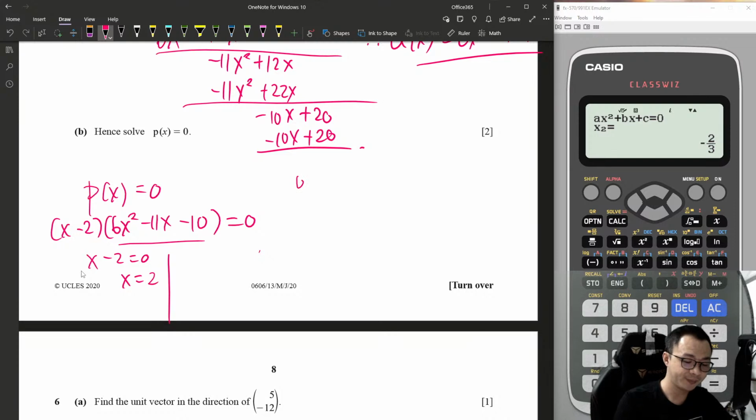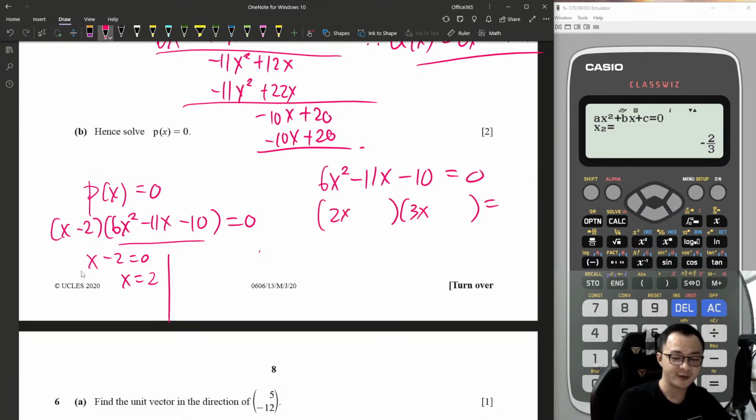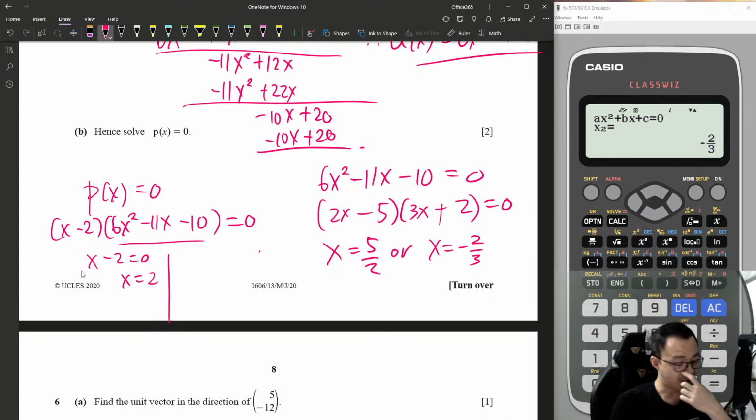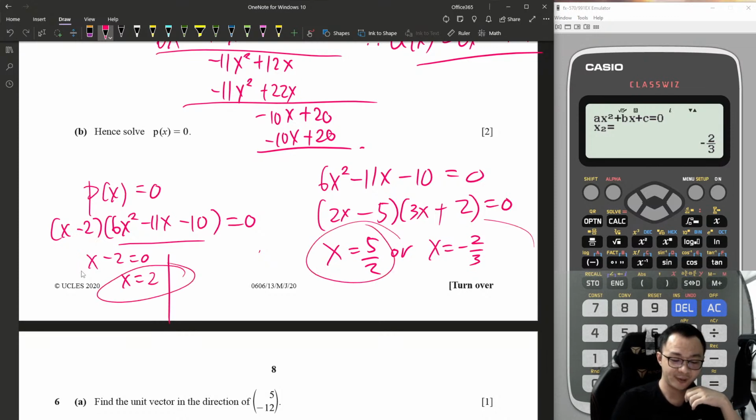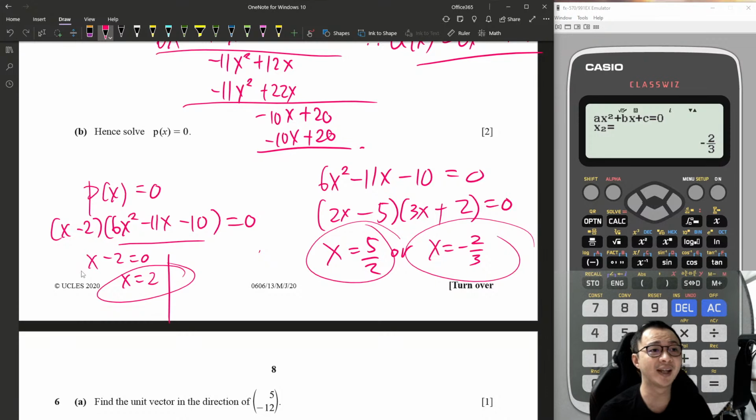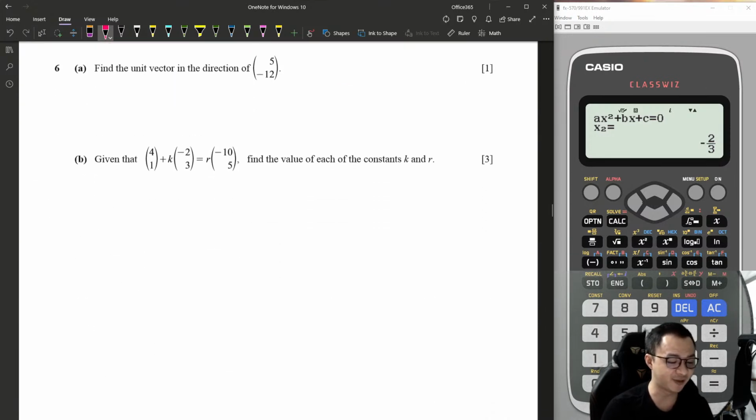Or 6x squared minus 11x minus 10 equals to 0. 2x, 3x. 10, which is 5 and 2. 5 gave me 15. 2, yeah, correct. So x is negative 2 over 3, or x is 5 over 2. Okay, so I have 3 answers. Do you see? This is how easily I get another 2 marks by just doing simple factorization.